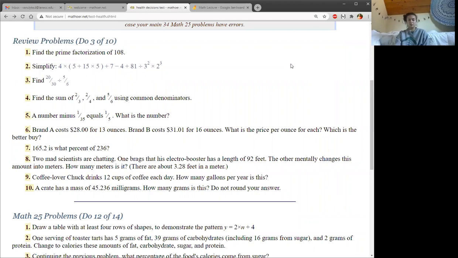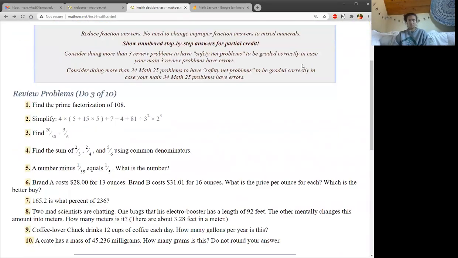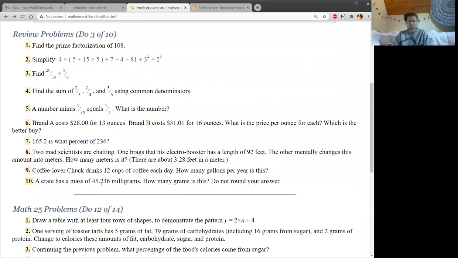The question is number 10 of the review problems in the health decisions test, which involves shifting between two different units in the SI system, which you might call the metric system. In this case, we want to go from milligrams to plain grams.